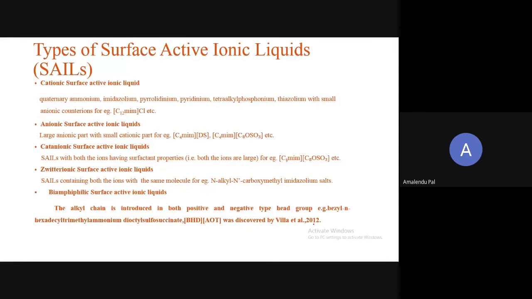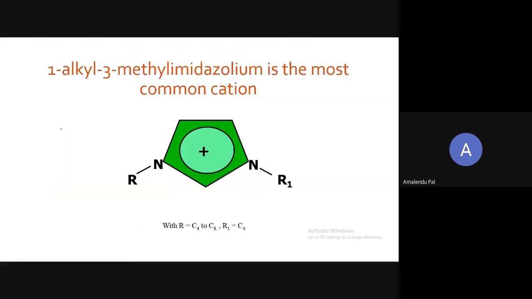You see what is going on. But I'm telling mostly what we are working on, cationic and anionic surface active ionic liquids. These two types of surface active ionic liquids are in our research area at present. But we are using zwitterionic also. We are using also Gemini surfactants, a little bit. Anyway, these are the things.